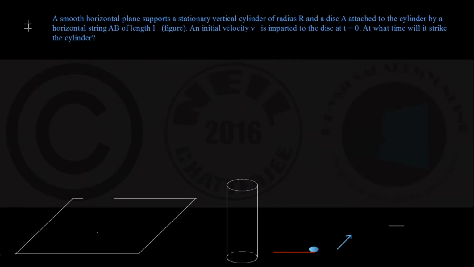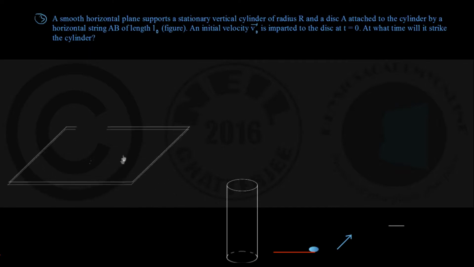And this one is telling that a smooth horizontal plane supports a stationary vertical cylinder of radius r and a disc A attached to the cylinder by a horizontal string AB of length L0. I shall give you the figure in a short time. An initial velocity vector V0 is imparted to the disc at t is equal to 0. At what time will the disc strike the cylinder?